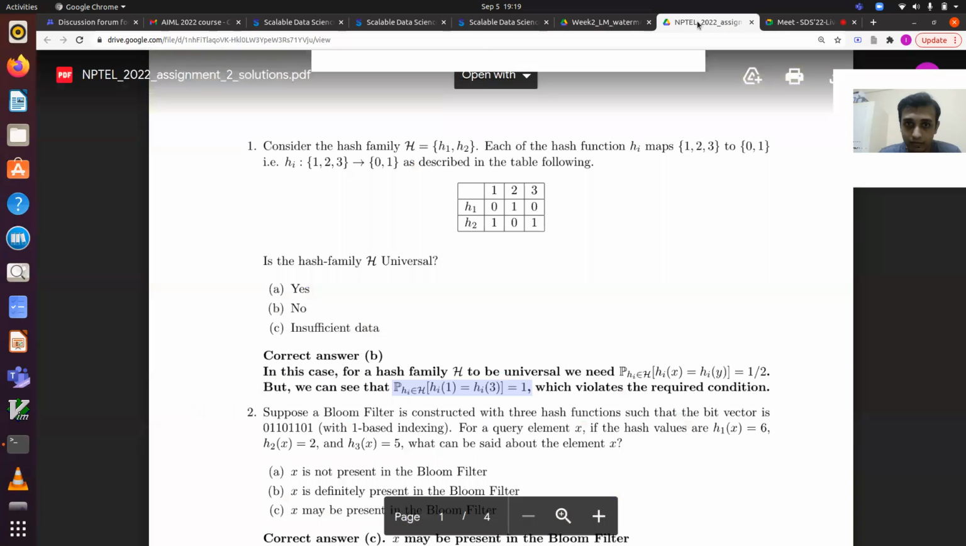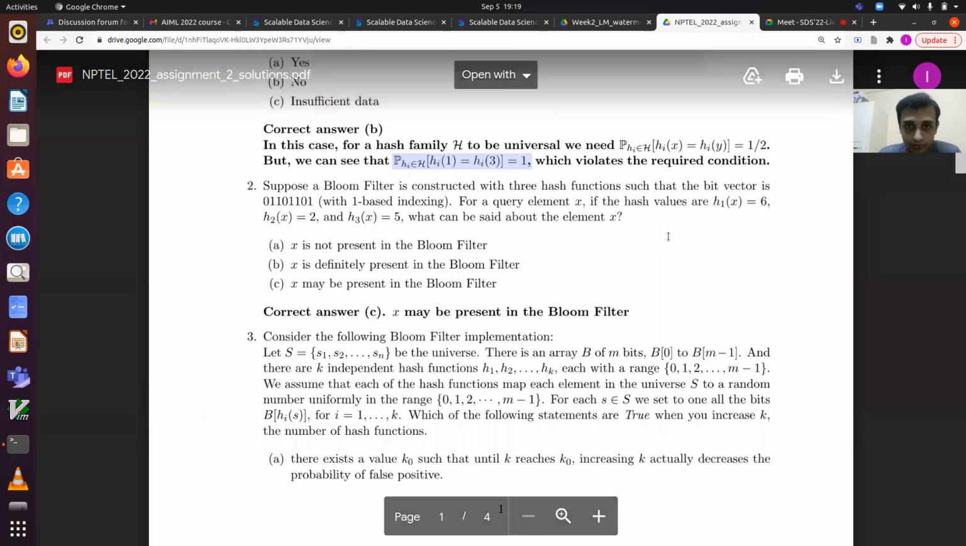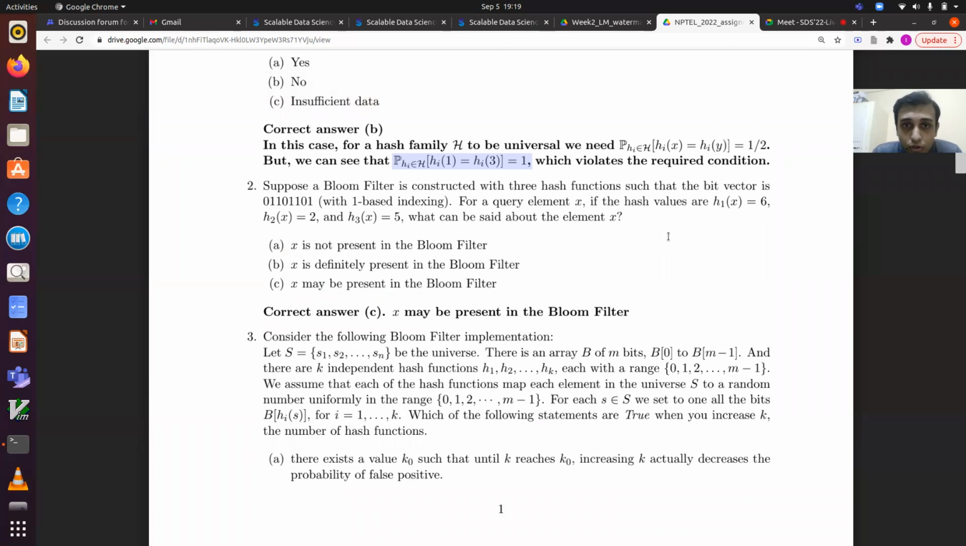One more question, sir. Question number 2. I think this is wrong. Let's read it. Suppose a Bloom filter is constructed with 3 hash functions, and the bit vector is this. For a query element, if the hash values are 6, 2, and 3, what can be said about element X? Sir, what I did, I made an array of 8 elements, 0 to 7, and I put all these bits, 0, 1, 1, 0, 1, 1, 0, 1.